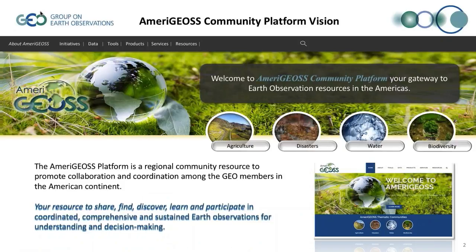So the AmeriGEOSS community platform is a regional community effort. It's a resource to promote collaboration and coordination amongst the GEO members in the Americas. We hope that the community platform, which is a user-driven effort, one of the key principles that we have established as part of the community's goals and objectives, is to be a resource to share, find, discover, learn, and participate in coordination of Earth observations and usability of Earth observations, working with various providers or within the community.